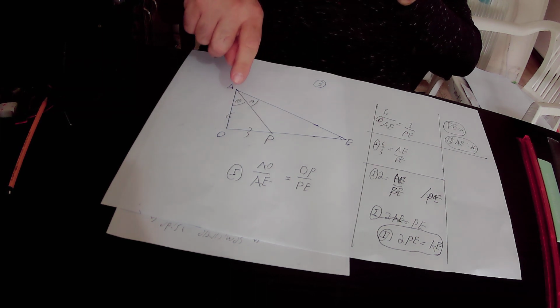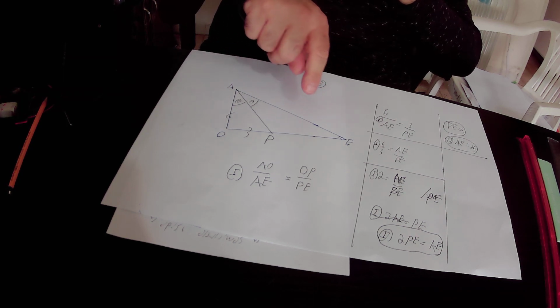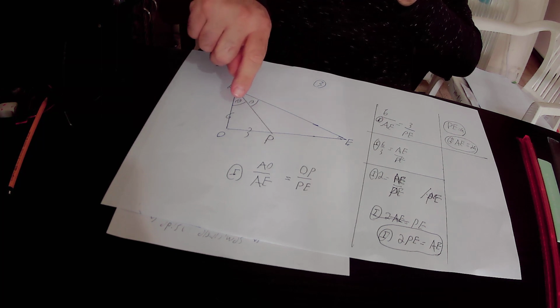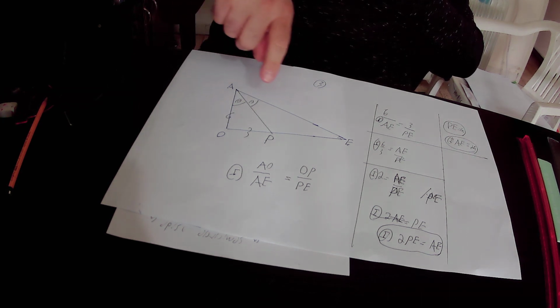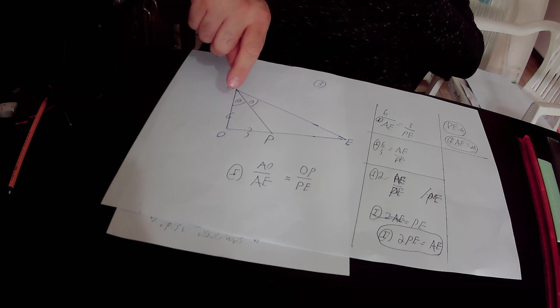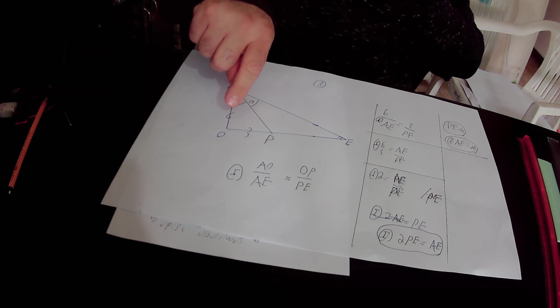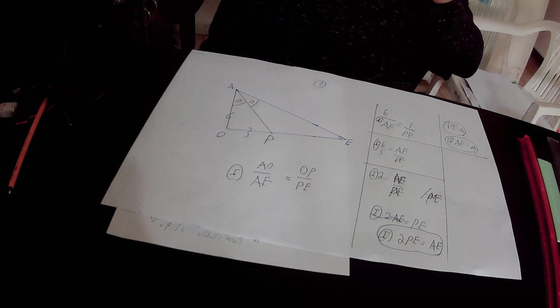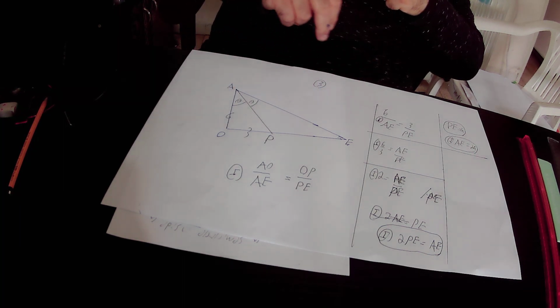The angle's legs are AO and AE, and the ratio between the angle's legs is AO over AE. That ratio equals OP over PE, the ratio in which the angle bisector AP divides the side OE at point P into two parts. The ratio between those two parts, OP over PE, is equal to the ratio between the angle's legs, AO over AE.